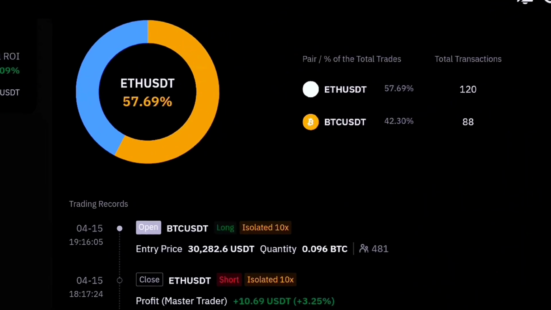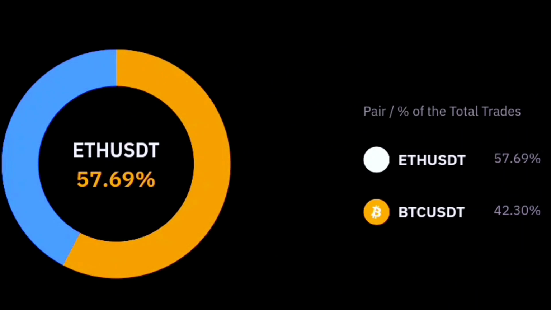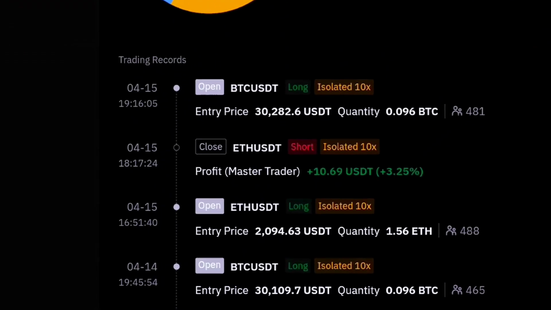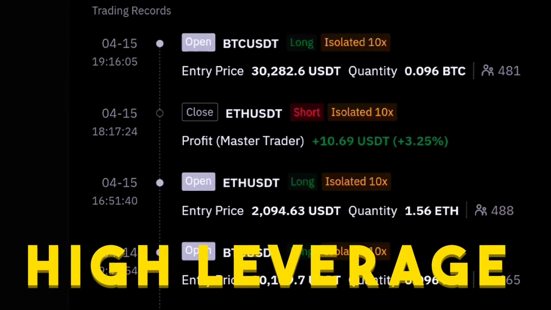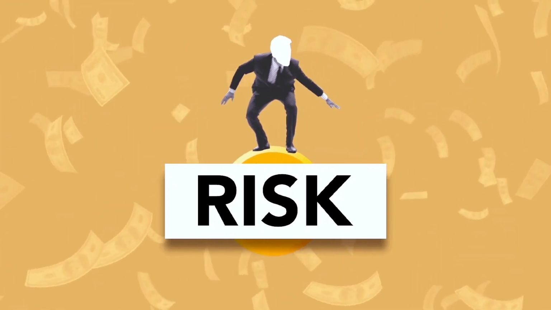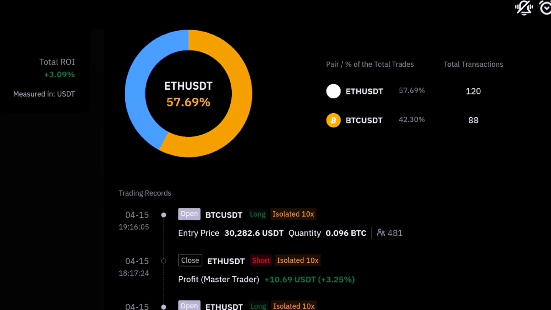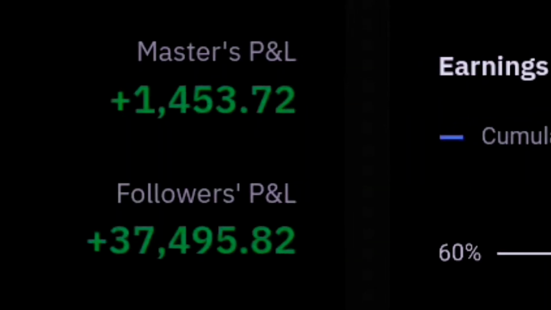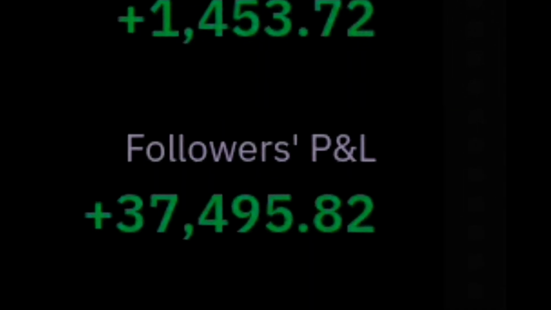Another cool feature is that he mostly trades Ethereum and Bitcoin, which are blue chip tokens. The only issue I have with this master trader is the amount of leverage that he uses, which is 10x. That is somehow risky to trade with when you are a beginner trader, but looking at the tokens that he mostly trades, you can still make money with him. And we've seen some huge bucks that he's made for his followers already.